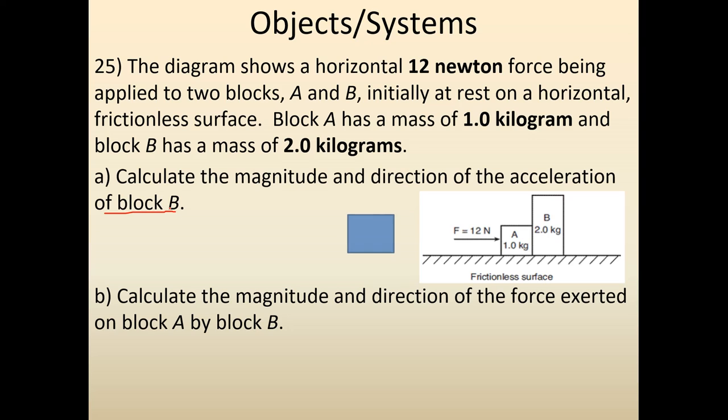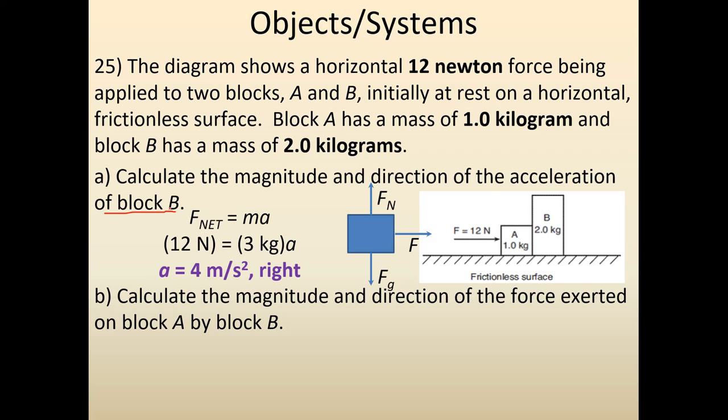So I'm going to treat this as one complete object of 3 kilograms. There's a weight going down, normal force going up, and just an applied force going to the right. So if I use F net equals ma, my net force is the 12 newtons, and the mass is the combined 3 kilograms, and I get 4 meters per second squared to the right.